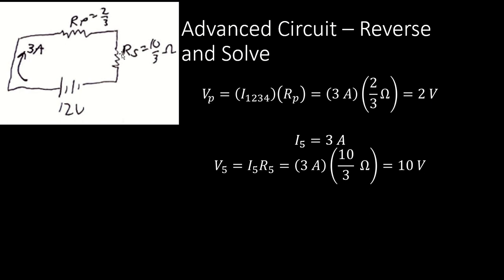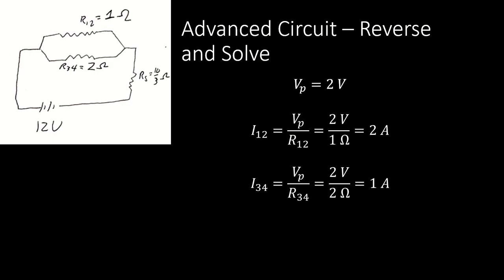So we already know what I5 equals, which means we can calculate V5, or the voltage drop across resistor 5, which should be its current flow times its resistance, or 3 amps times 10/3 ohms, or 10 volts. Now, let's take those 2 volts for our parallel paths and apply them. Going one step further, essentially what we have is 2 parallel paths that each have one equivalent resistor.